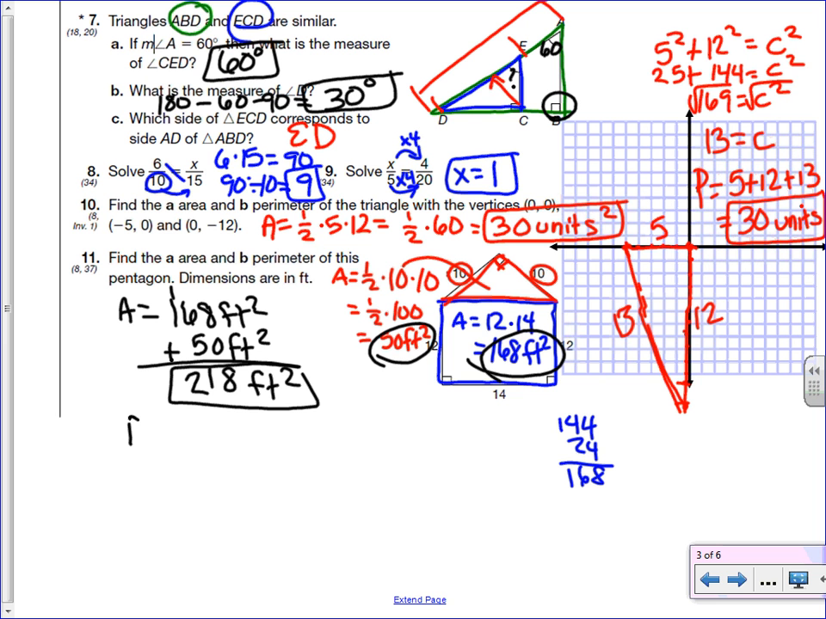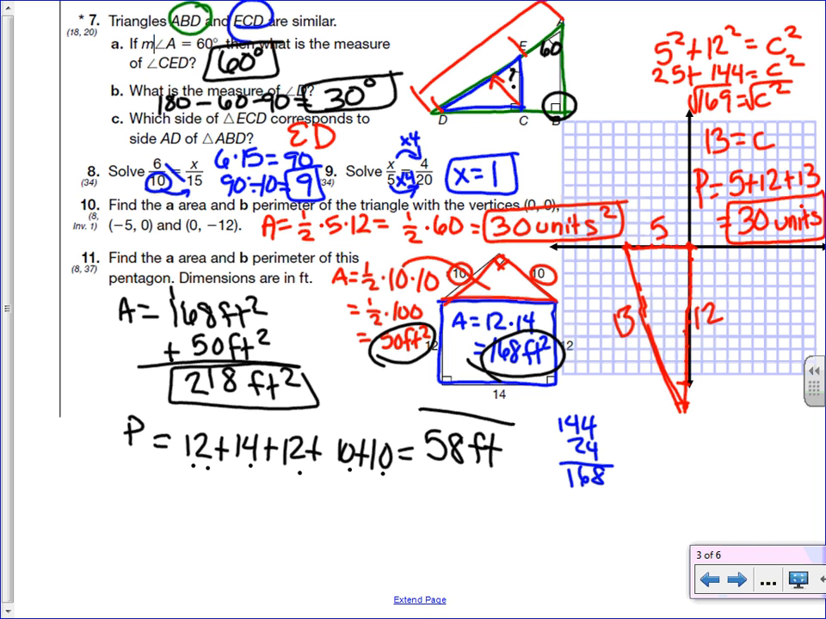To find the perimeter, we just add up all the sides. So we have 12 plus 14 plus 12 plus 10 plus 10. We should have 5 sides since it's a pentagon. 1, 2, 3, 4, 5. 12 and 12 is 24, 10 and 10 is 20, so that's 44, and 14 is 58. And with perimeter, we just have the units, so feet.